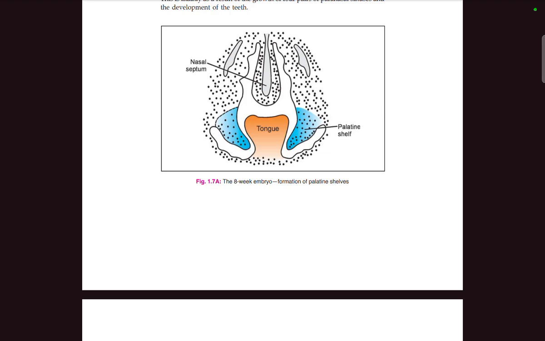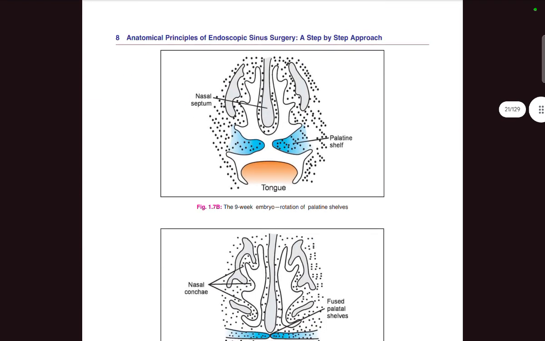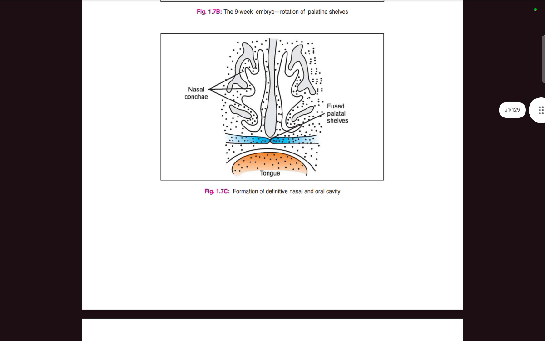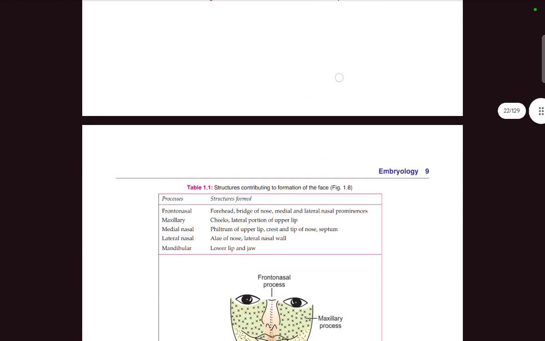This is the 8th week embryo, formation of palatine shelves. Here we can see the nasal septum, palatine shelf and tongue. That is the 9th week embryo, rotation of the palatine shelf, and formation of the definitive nasal and oral cavity. That is, we can see the nasal cavity, fused palatine shelves and tongue.